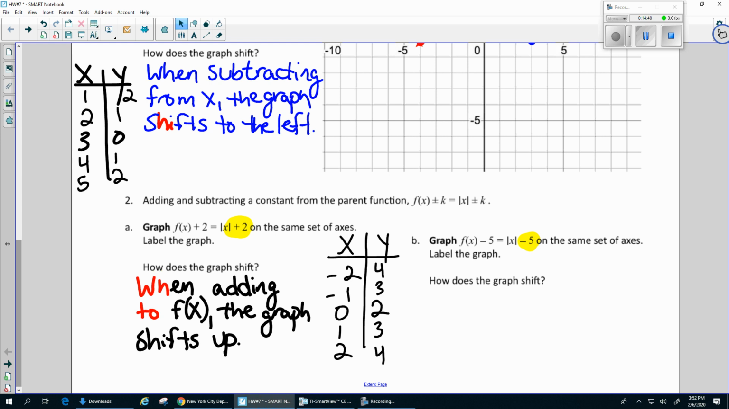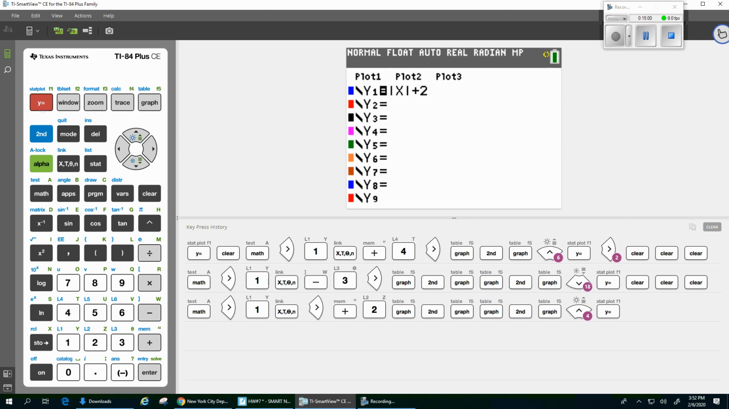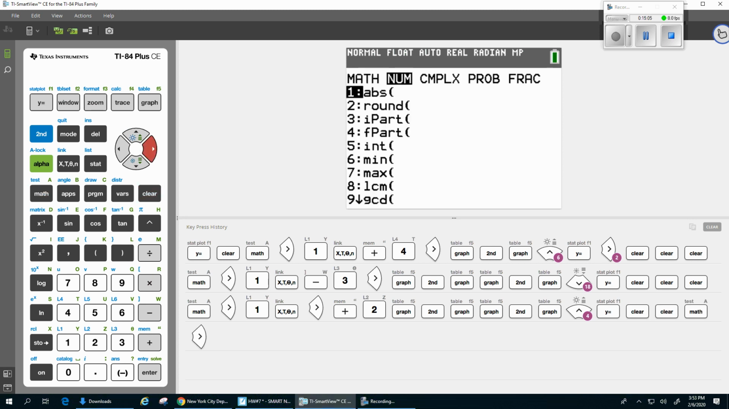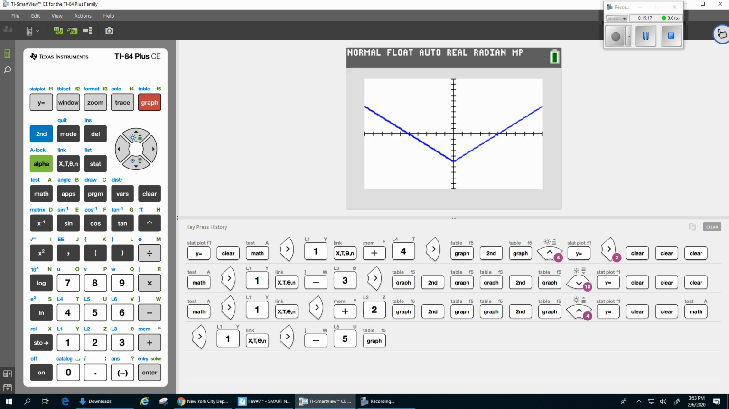Let's make a prediction. What do you think will happen when I subtract 5 from f of x? Let's take a look. Go back to y equals. I'm going to hit clear, math, over to num, option 1, and I put my x, and I want to subtract 5. So let's take a look at the graph. I would bet that you made a prediction that the graph would shift down, which it absolutely does.